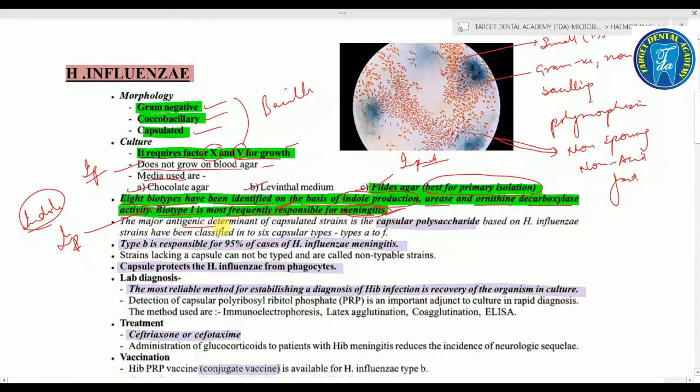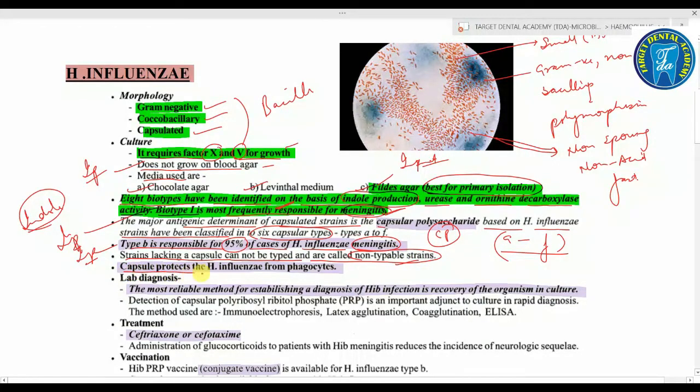The major antigenic determinant of the capsulated strain is the capsular polysaccharide. Strains have been classified into 6 capsular types from A to F. Type B is responsible for 95% of the cases of influenzae meningitis. Important. Strains lacking a capsule cannot be typed, and these are known as non-typable strains.